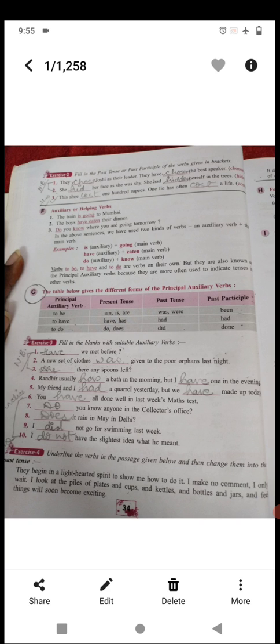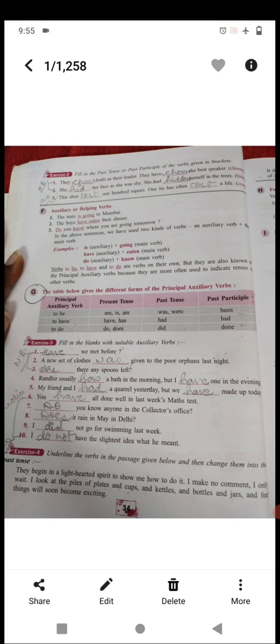Now see the table G. The table below gives the different forms of the principal auxiliary verbs. Now principal auxiliary verbs, you see these change to present tense, past tense and past participle. Now you see in present tense: is, am, are, was, were, been, has, have, had, do, does, did, done. Now you see these words are used for singular and plural, that also has been given over here.